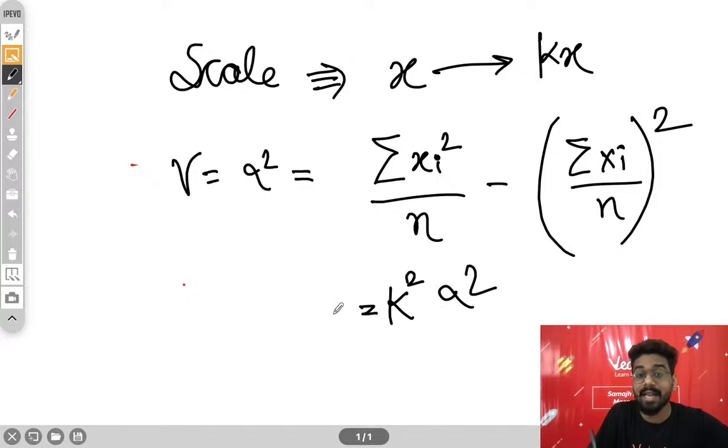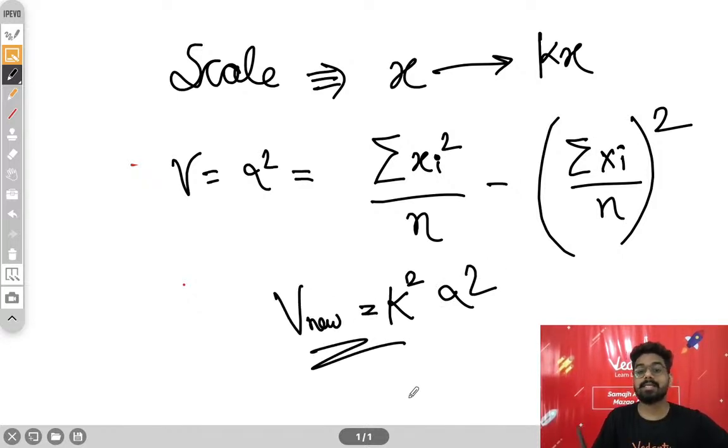Keep this in mind. Your V new will be this. If it is getting multiplied with k, this will become k x square. So k square. So this is the meaning of the scale.